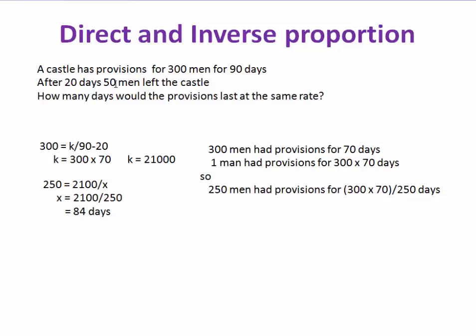Similarly here, a castle has provisions for 300 men for 90 days. Increase in the men would lead to a decrease in the number of days the provisions would last. So it's an inverse question. So remember the rule.